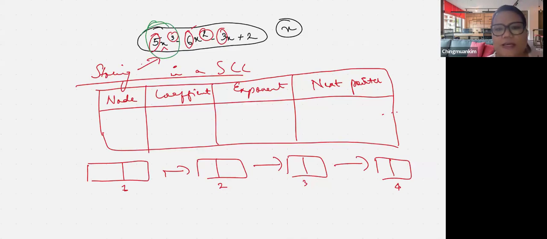As I have said, the coefficient is the numerical value, so we have to store this data in the first node. What's the coefficient of this? 5 is a numeric value. And what is the exponent? The exponent value is 3, that's the power. And what will be the next pointer? The next pointer will be the address of the next node.